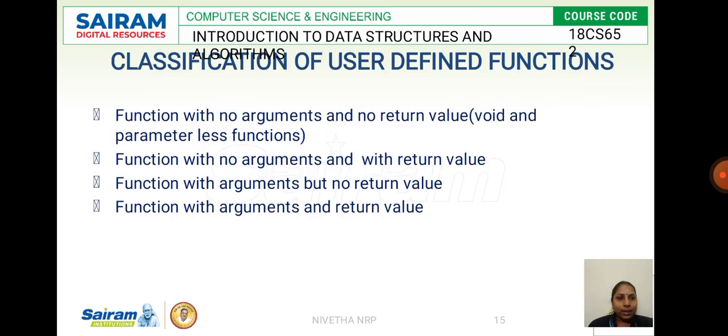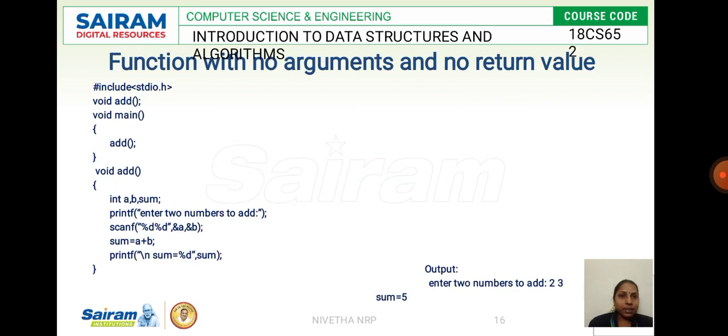Okay, again you can classify user defined functions under 4 categories. The first is function with no arguments and no return value. Then you have function with no arguments but you have a return value. Third category, you have function with arguments but no return value. Finally, you have function with arguments and return value. First case we'll discuss function with no arguments and no return value.